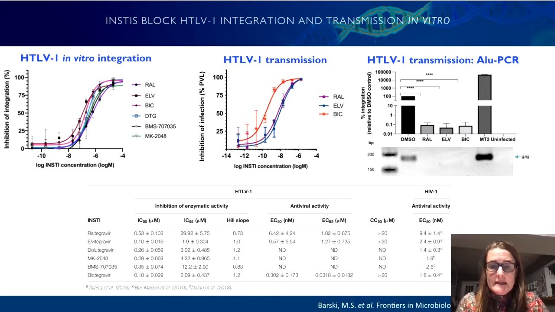Now, we published this in 2019 and showed that the EC50s for raltegravir or elvitegravir are between 6 and 10 nanomolar, and bictegravir is much more potent, blocking HTLV1 infection with an EC50 of 0.3 nanomolar. This is all in a similar range as how these compounds block HIV-1 infection in vitro.